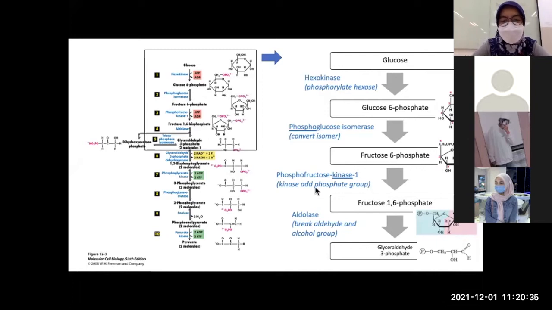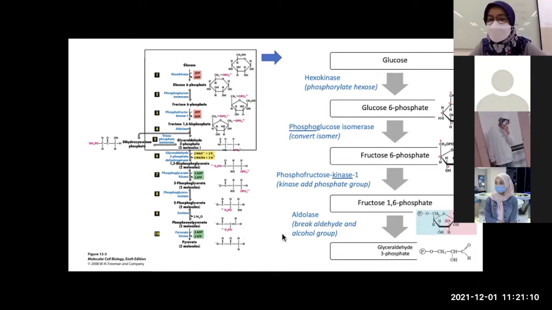Okay, so if you observe it carefully, phosphofructose kinase 1, meaning that it is adding phosphate to carbon 1. So that is why fructose 1,6-phosphate. After fructose 1,6-phosphate, another reaction will take place, and that is glyceraldehyde 3-phosphate. The reaction is catalyzed by aldolase.